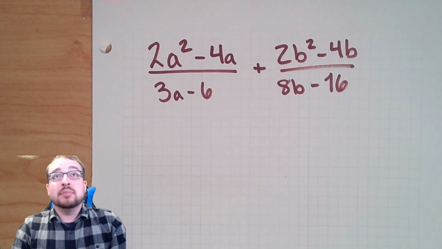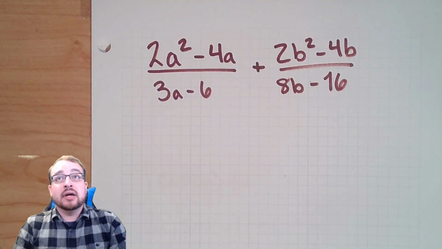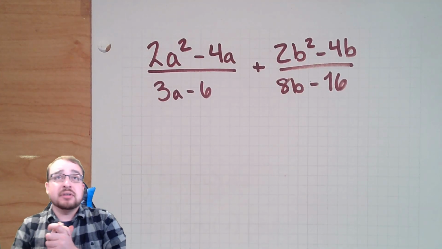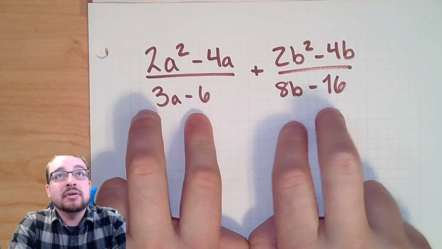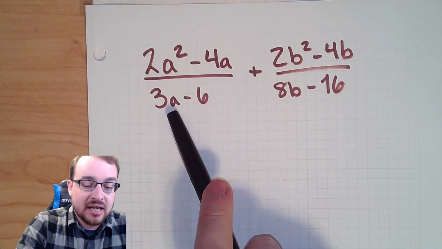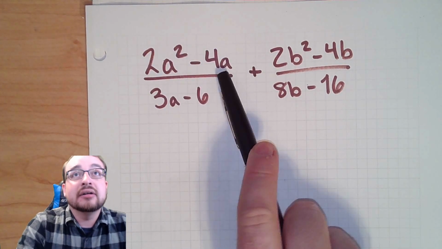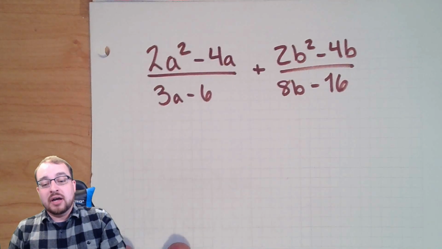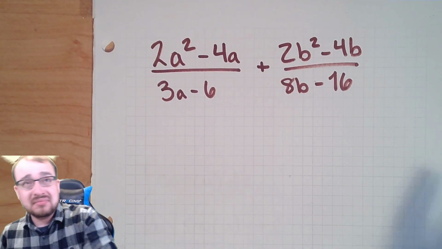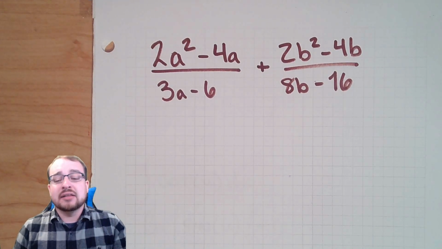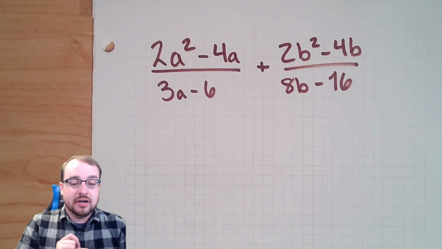Here's another example with lots of terms in the top and in the bottom. A couple things I want to talk about: if we have multiple terms in the bottom, you're not allowed to just cross things out. Like, oh, I see an a here, I'll cross an a out here and here. Doesn't work that way. Before we start crossing things out and dividing things out, because that's really what we're doing, we're going to factor things out first.